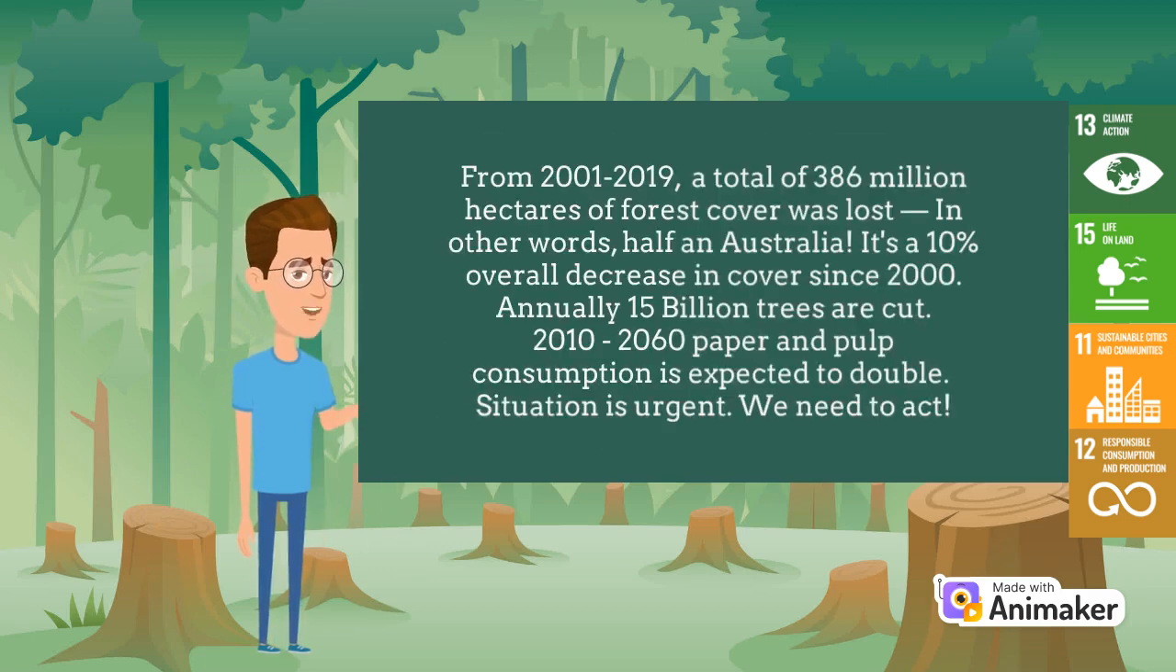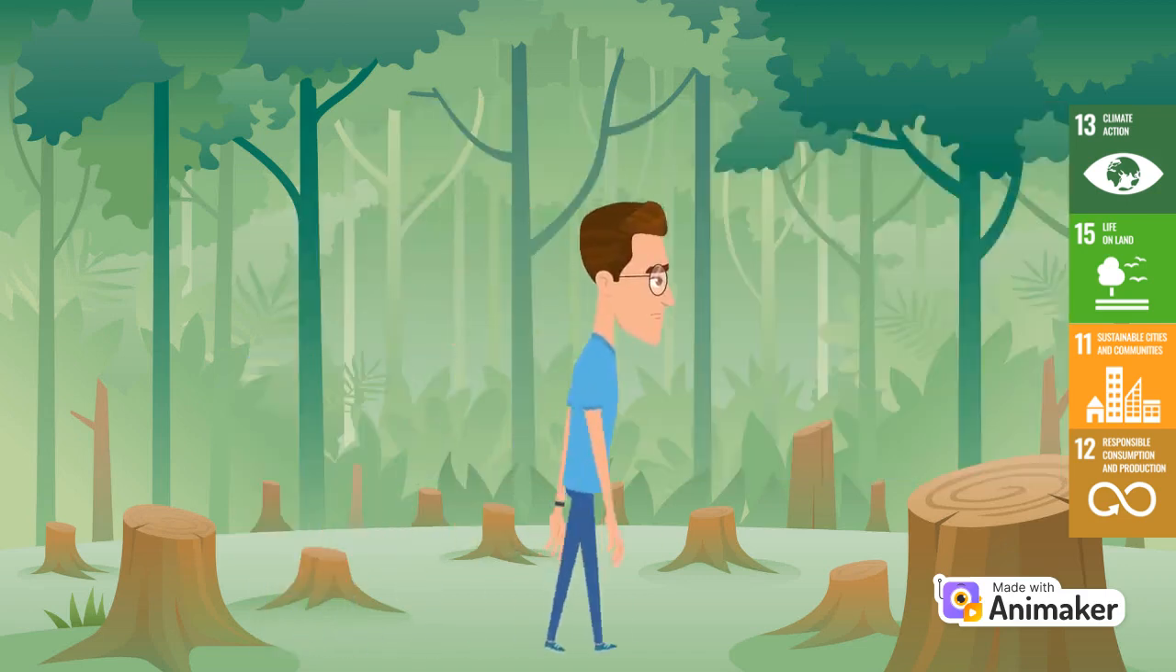Just to give you a better idea, from 2001 to 2019, a total of 386 million hectares of forest cover was lost. Well, that's half of Australia. It's an overall 10% decrease in cover since 2000. Annually, 15 billion trees are cut. By 2060, the consumption of paper and pulp is expected to double. Clearly, the problem is alarming and urgent. We need to act.